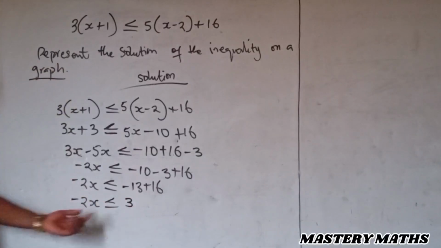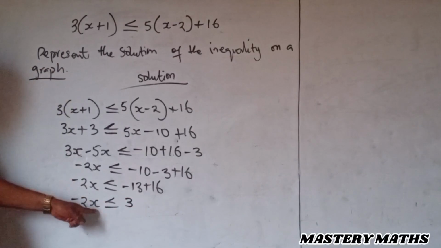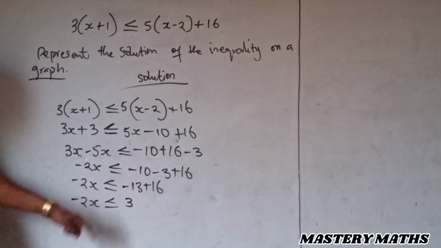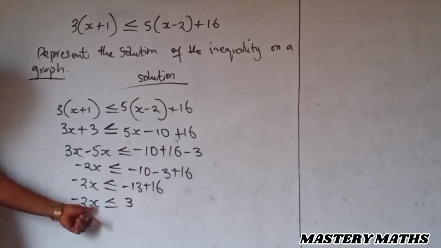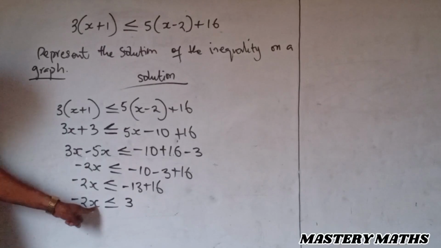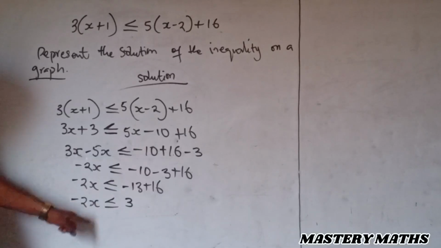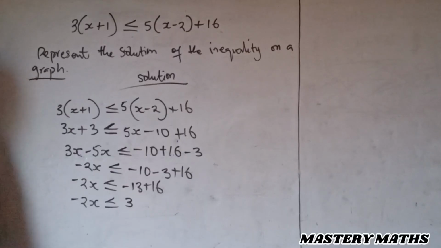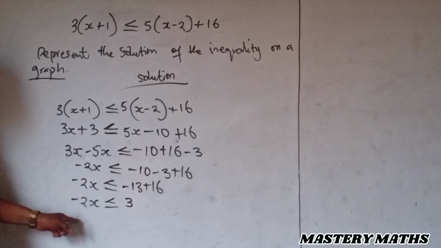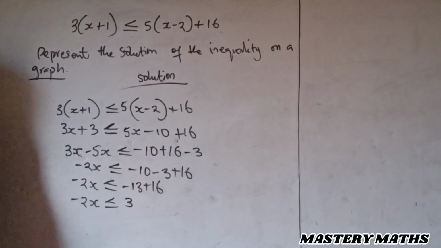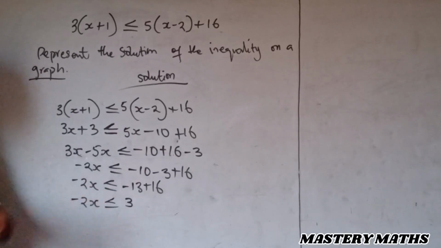So having gotten to this point, we want the x, that variable there, to stand on its own. You want this x to stand on its own. So for this x to stand on its own, what should we do? We divide both sides by -2. We want to make x the subject of the formula. The only way we can make x the subject of the formula is by dividing both sides by that number attached to the x, so that the x will stand on its own.